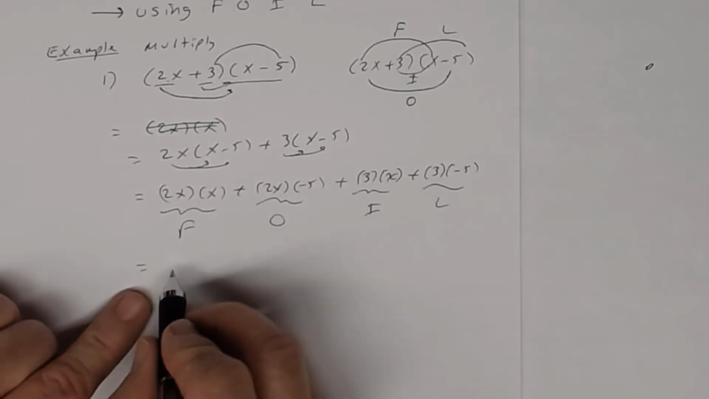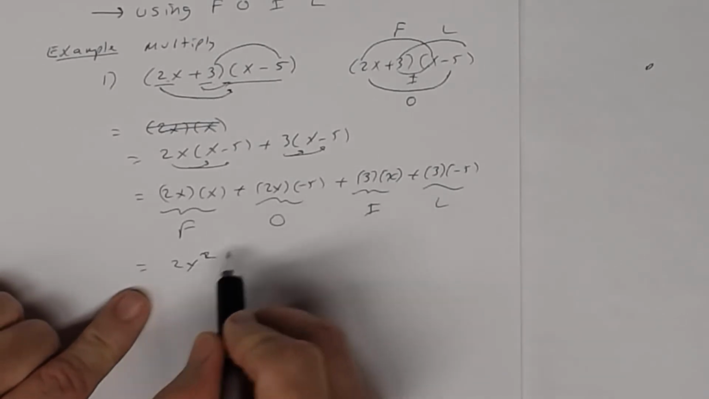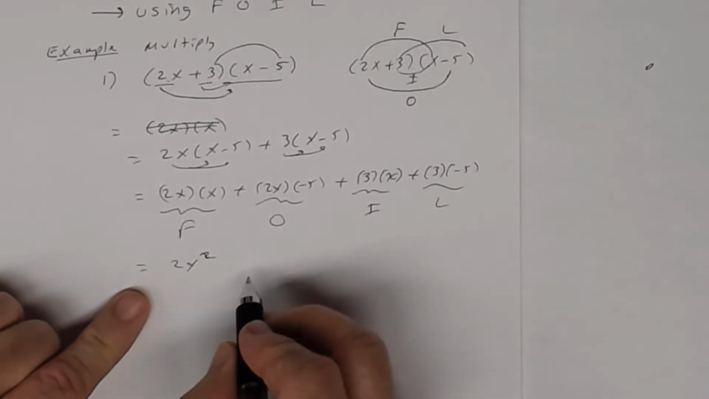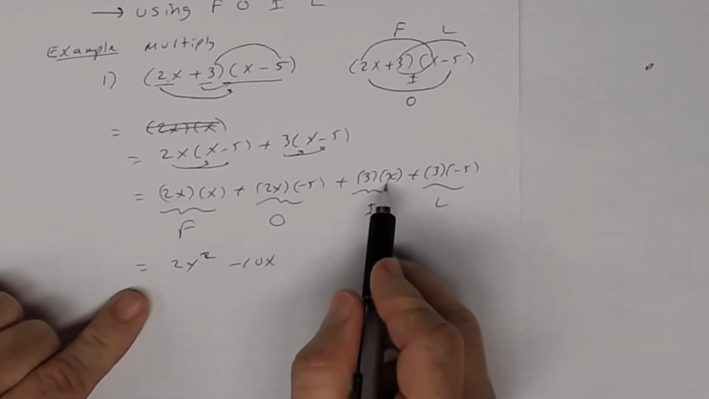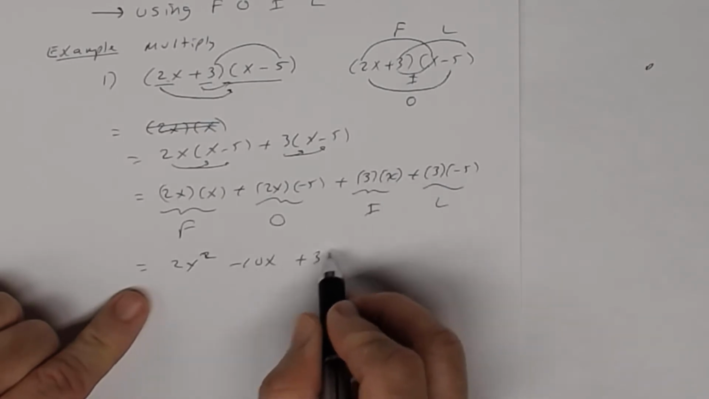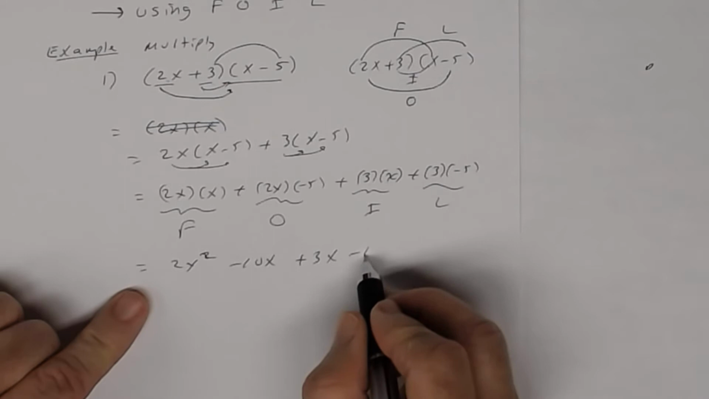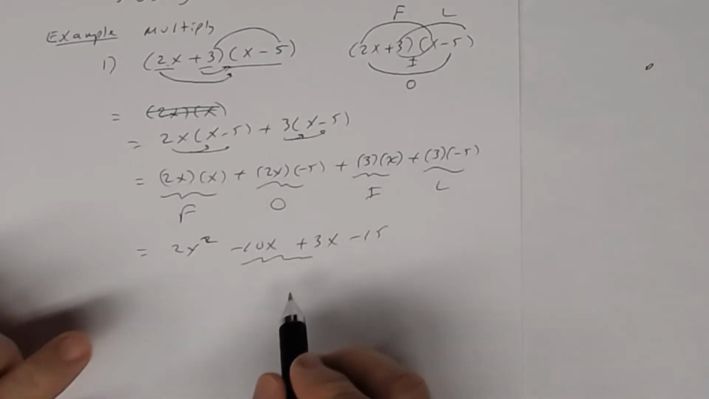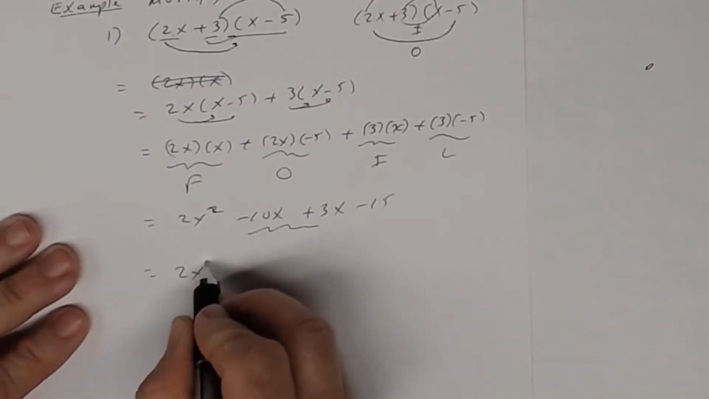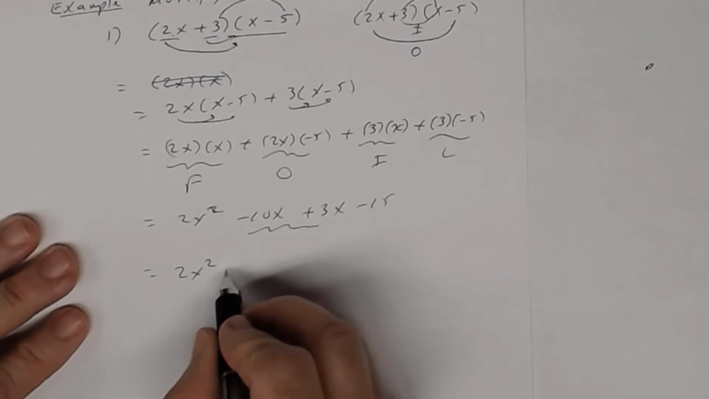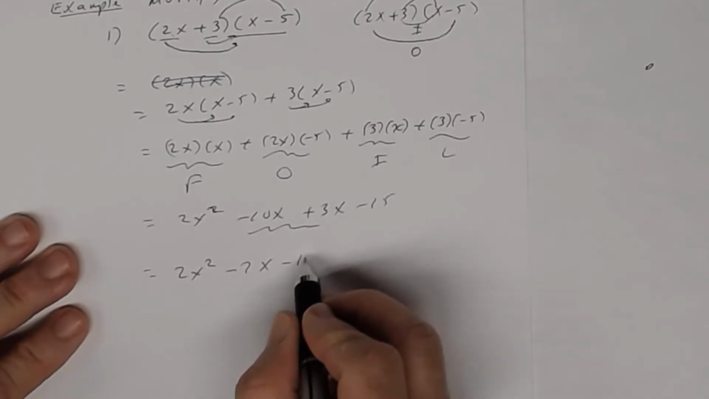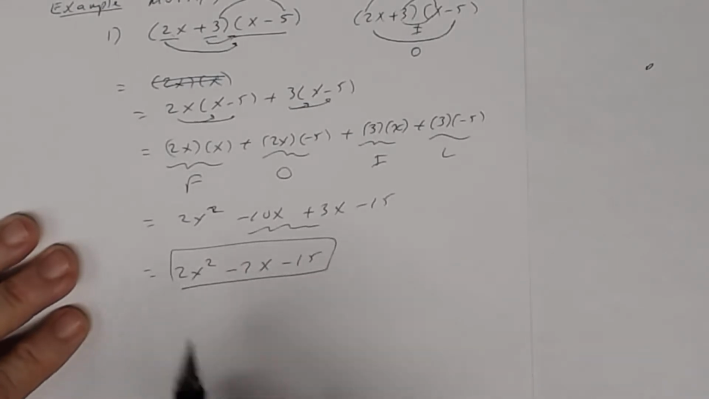So 2x times x is 2x squared. 2x times a negative 5 is a negative 10x. 3 times x is 3x. And then 3 times a negative 5 is a negative 15. Combining like terms, I get 2x squared. Negative 10x plus 3x is a negative 7x. And then minus 15. Okay? All right, let's look at the next example.